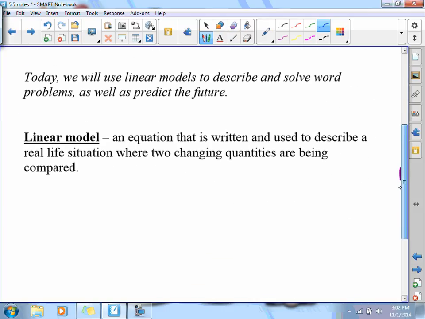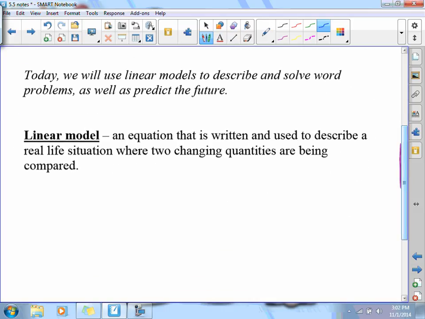So a linear model is basically an equation that's written and used to describe a real-life situation. Now, the situations we're going to see today are going to have two changing quantities that are being compared. So we might have things like hot dogs and hot dog buns, or we might have how many shoes you sell and how much profit you make. Okay, so we're going to have two different quantities.